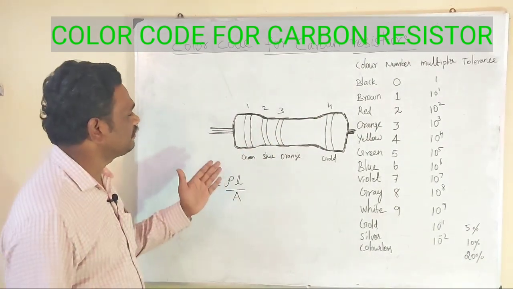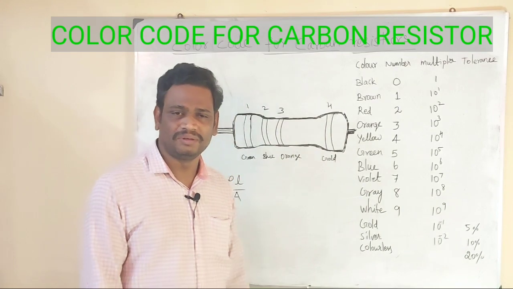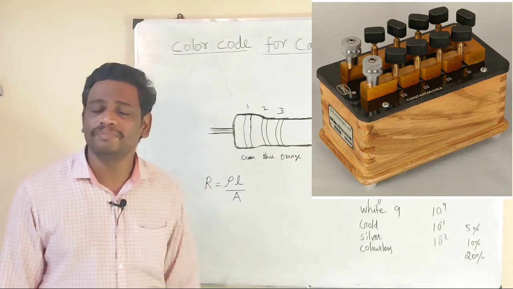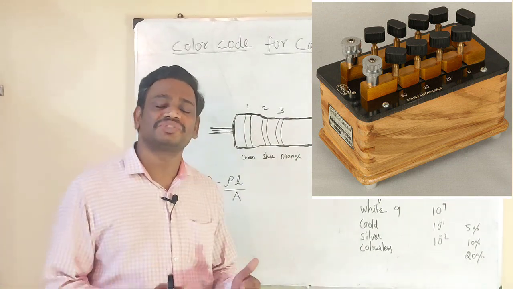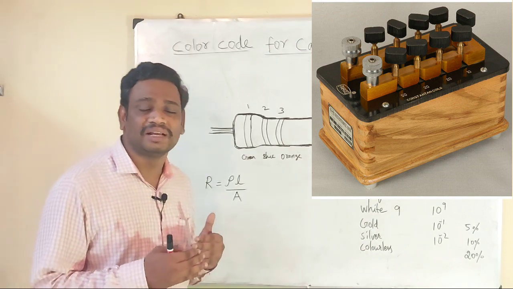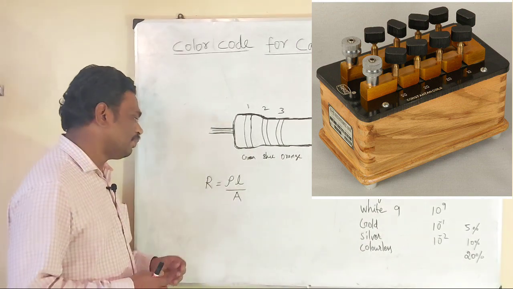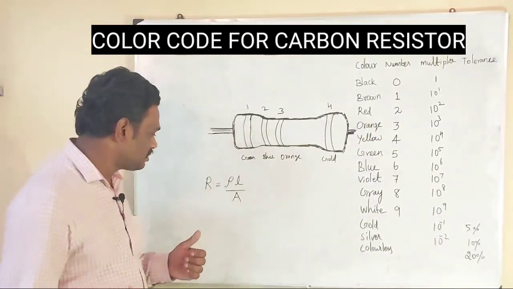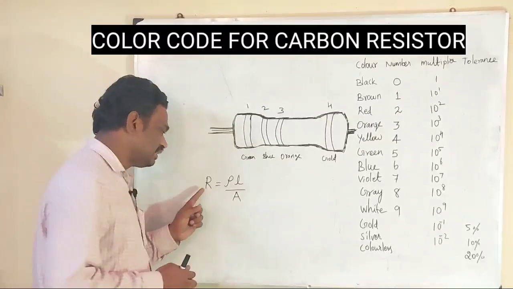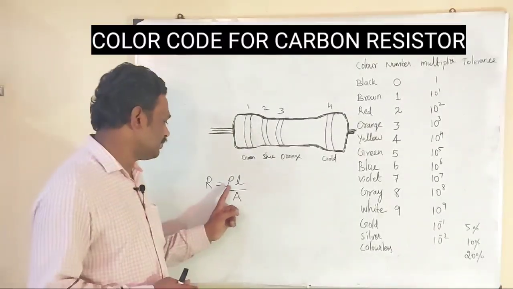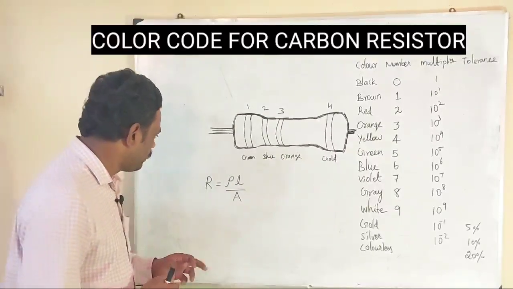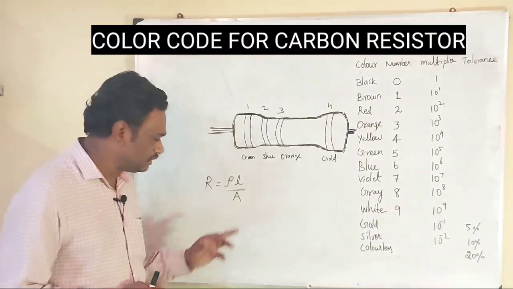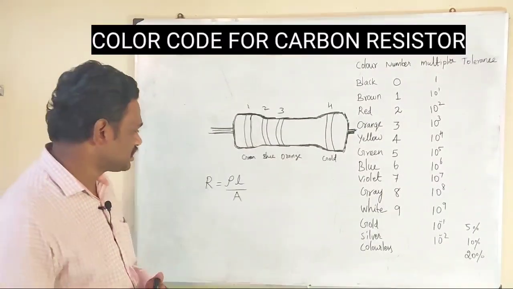Before the invention of the carbon resistor, people used a coil type of resistor, which you can also see on the screen. A coil type of resistor is made up of a conducting wire. We know the expression for resistance produced by a conductor. In previous classes we studied the resistance of a conductor, that is, R equals rho L by A, where R is the resistance, rho is the resistivity, L is the length of the conductor and A is the area of cross section.